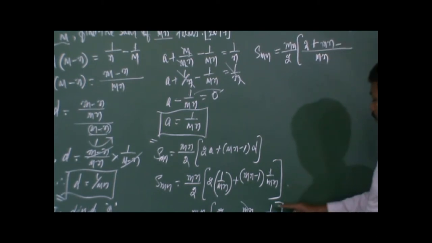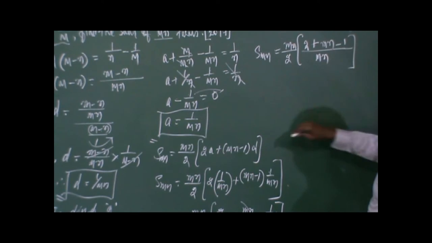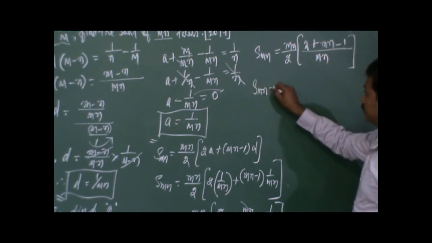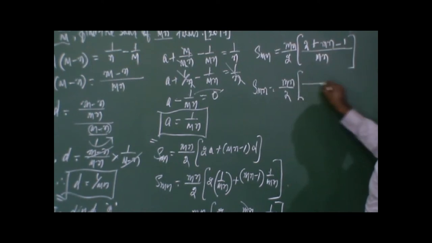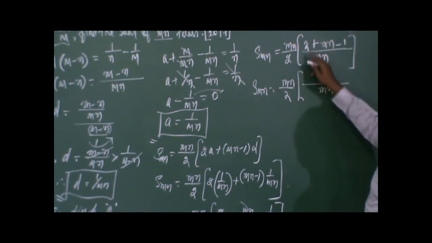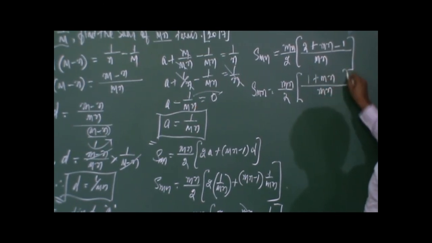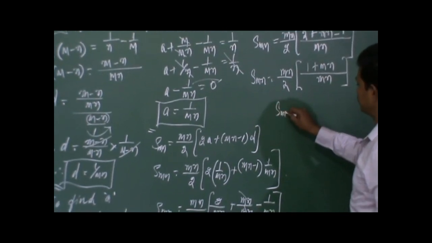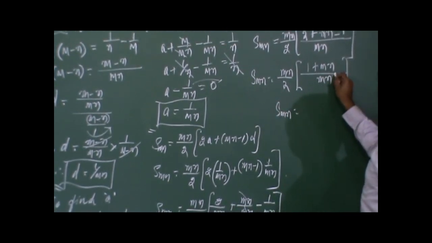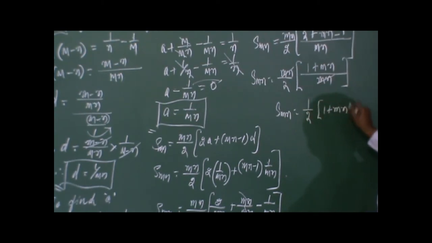Minus 1 by MN into MN is minus 1. Okay. So the sum of the MN terms is equal to MN by 2 into, MN is the LCM, let it be 2 minus 1, that is 1 plus MN. So the sum of the MN terms is equal to MN, and MN gets cancelled. So we are left with 1 by 2 into 1 plus MN.